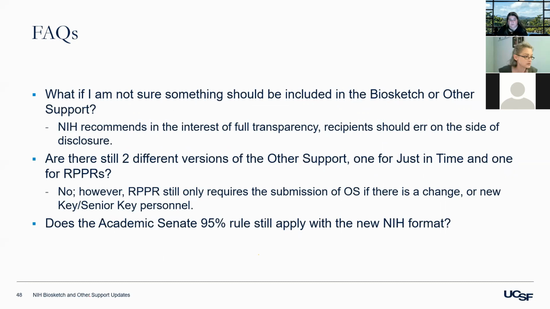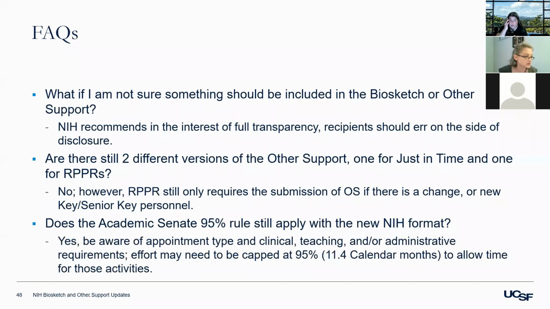For those of you who are not familiar with the Academic Senate appointment, just be aware of certain appointment types, clinical teaching, and they have other requirements. And so effort may be capped at 95% or 11.4 calendar months to allow time for those other activities. So most all in residence faculty, if you're an adjunct professor, but you're actively applying for a grant, that quarter you also have to have some reserve time. So just keep that in mind when we're filling out the Other Support.